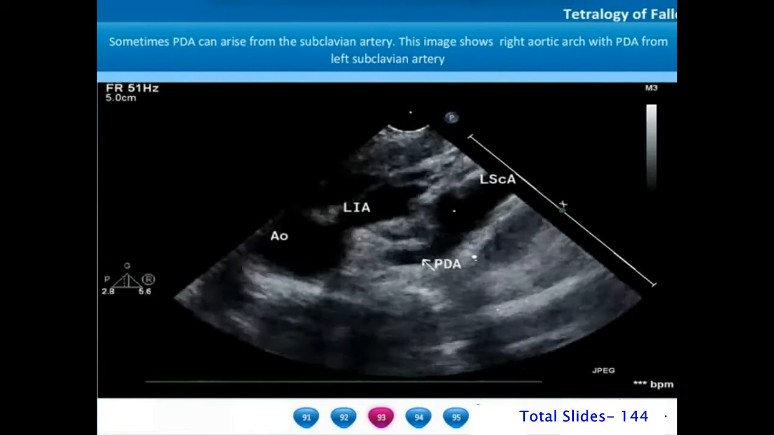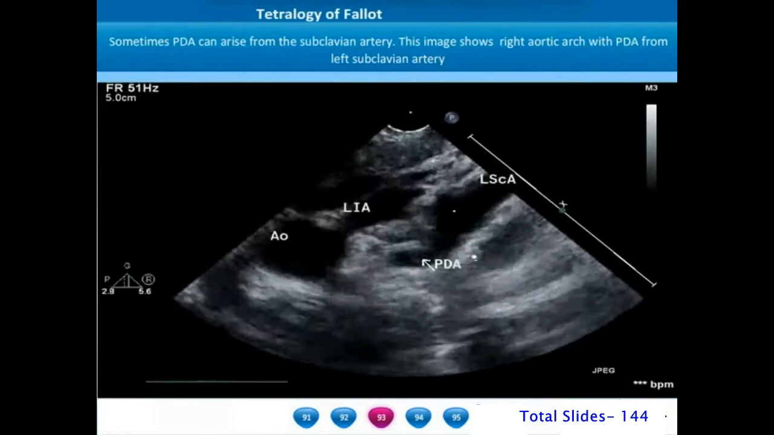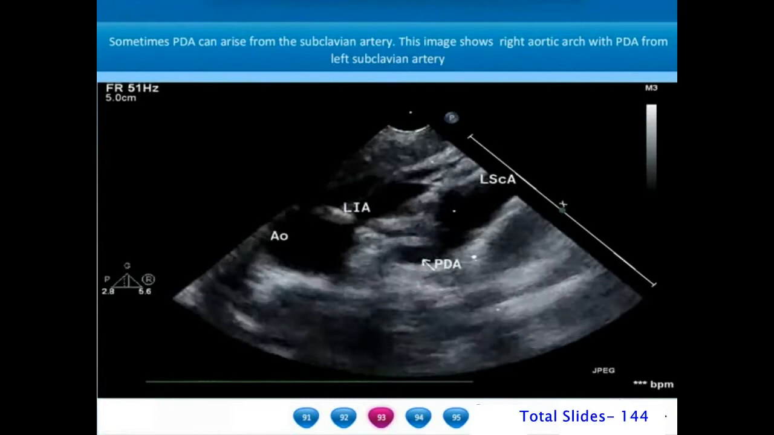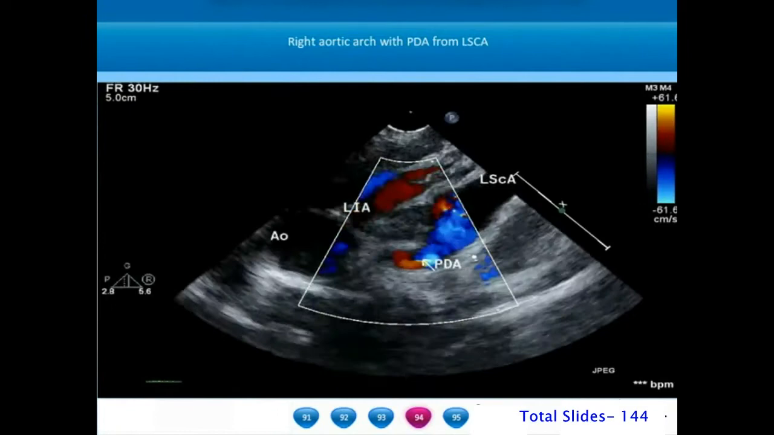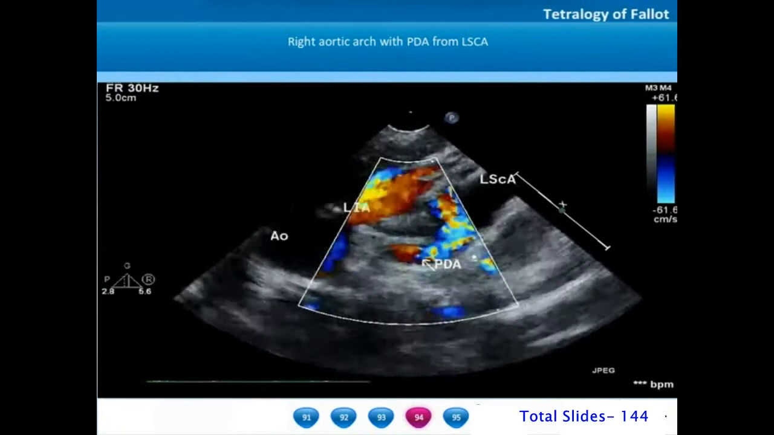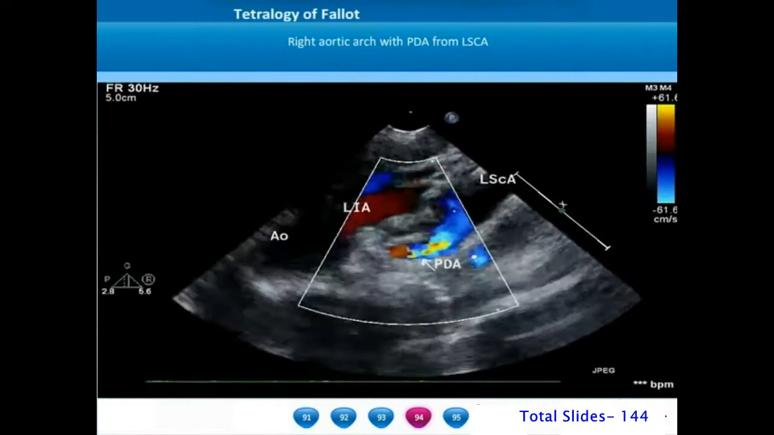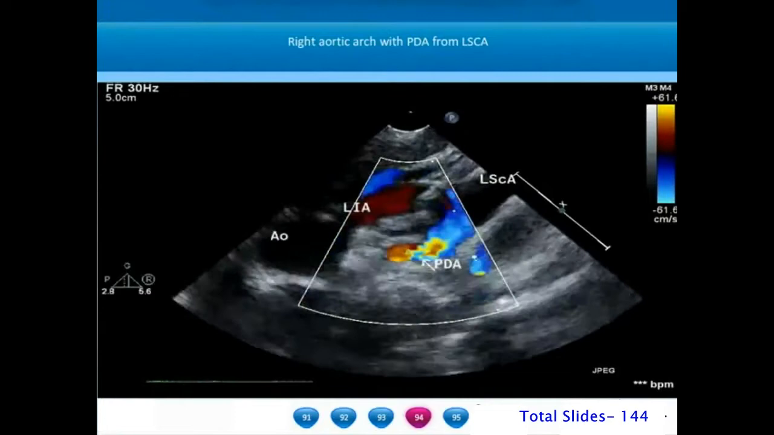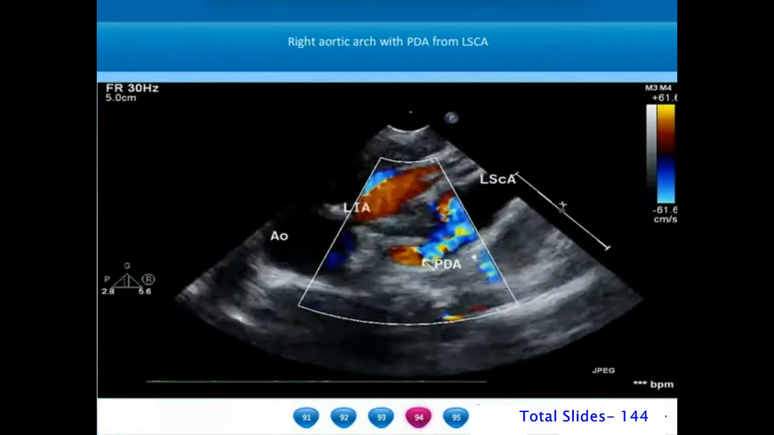Left subclavian artery is very dilated because it gives off a large ductus arteriosus that courses down vertically towards the pulmonary artery bifurcation. When we do color flow imaging, we can appreciate the right aortic arch and left innominate artery. There is an accelerated flow in the left innominate artery and left subclavian artery. Left subclavian artery is dilated due to the presence of this large ductus, and there is an abnormal PDA that originates from the left subclavian artery and courses down vertically towards the pulmonary artery bifurcation.